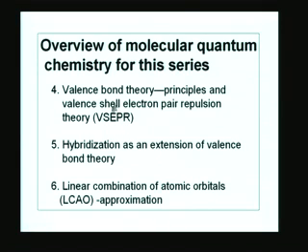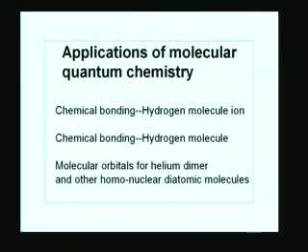The valence bond theory also leads, as an extension of some of the ideas, to the idea of hybridization, or how the atomic orbitals or the molecular orbitals are oriented in space. It's an extension of the valence bond theory. And of course, today, the most familiar method to chemists is the linear combination of atomic orbitals, which is the basis of molecular orbital theory. These are all described in some detail.